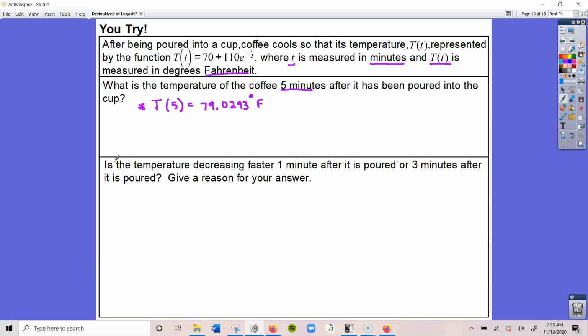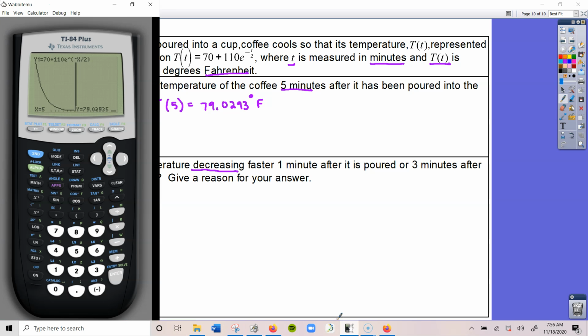For part B, however, it does say, is the temperature decreasing faster 1 minute after it is poured or 3 minutes after it is poured? So we already know that these derivatives should be negative, but we want to see how negative. Is it more negative at 1 minute or at 3 minutes? This will tell me whether it's decreasing faster at 1 or 3 minutes. So I'm going to find first T prime of 1, and then T prime of 3, and I'm going to compare those values.